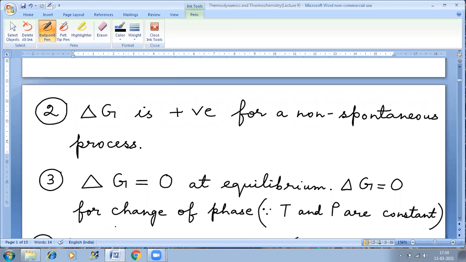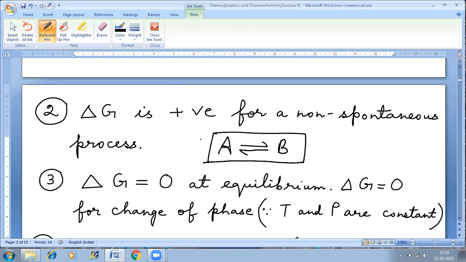Delta G is zero at equilibrium. If I say that a process is at equilibrium, for example, if this is a reversible reaction, and if this reaction has reached equilibrium, it means the speed of the forward reaction is the same as the speed of the backward reaction. So when both the forward and the backward reactions happen with the same speed, I say that the reaction is in equilibrium.